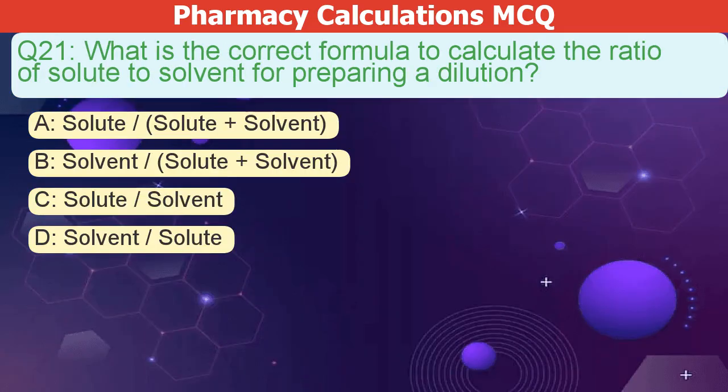What is the correct formula to calculate the solute to solvent ratio for preparing a dilution? A. Solute divided by the sum of solute and solvent. B. Solvent divided by the sum of solute and solvent. C. Solute divided by solvent. D. Solvent divided by solute.